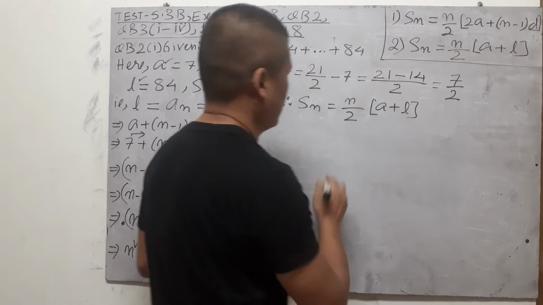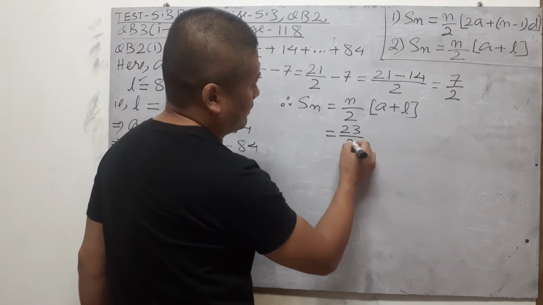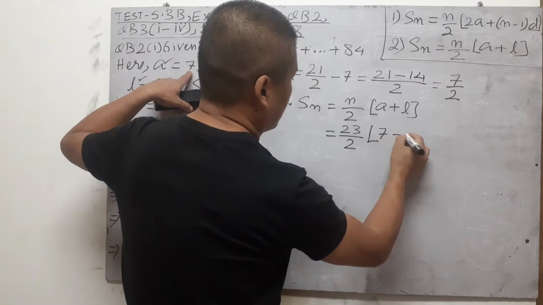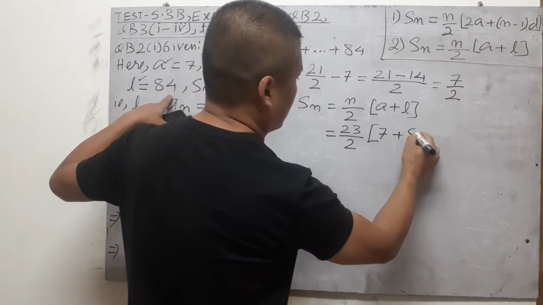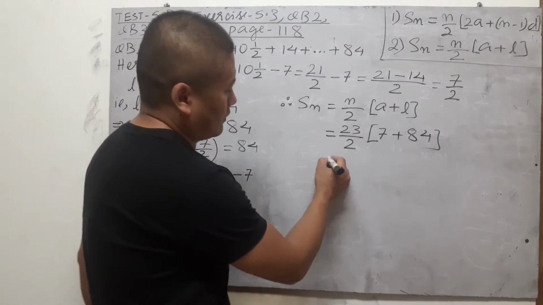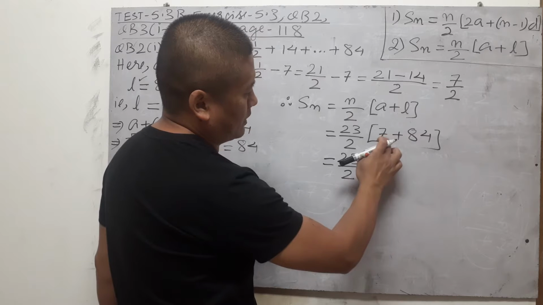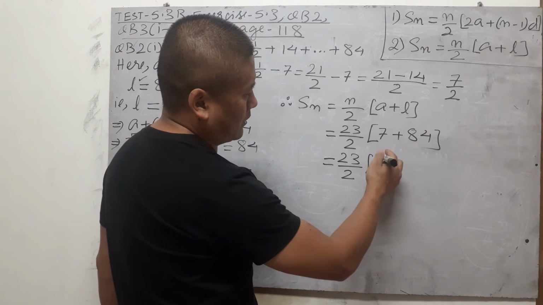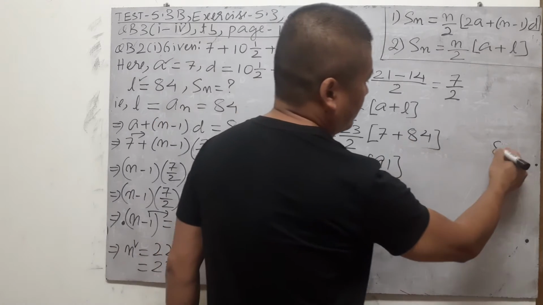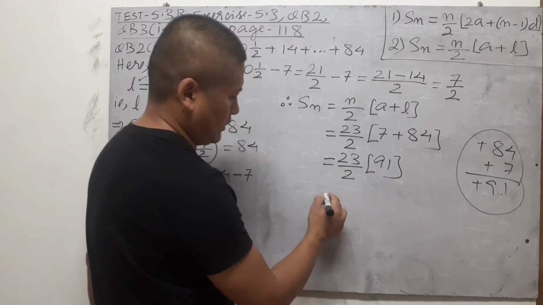Once we are through with that, the n value we got just now is 23, so 23 divided by 2 into A. Your A value is 7, as you can see, plus the last term value L, which is 84. So that gives you 23 divided by 2 into (84 plus 7). 84 plus 7 is 91, I think. Yes, 91. So we are going to get here.